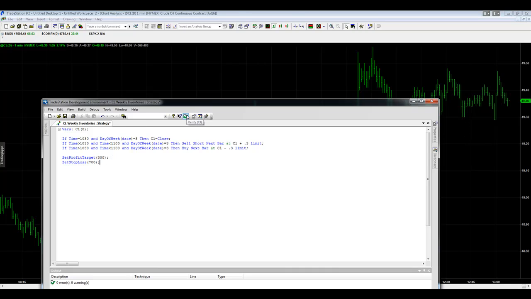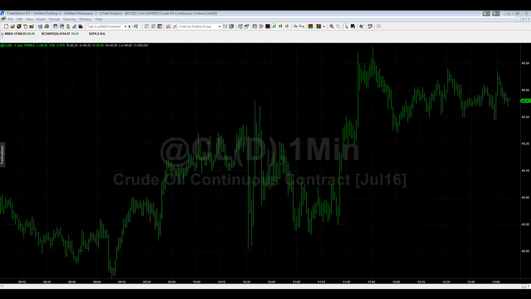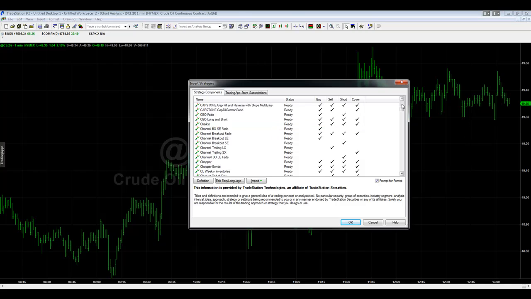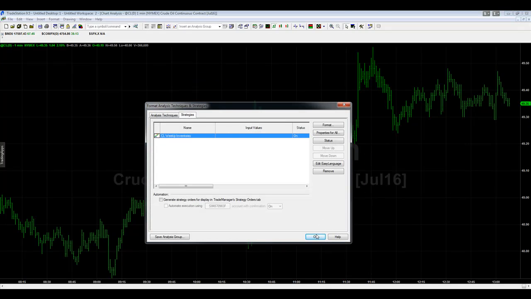And so then we'll verify it by clicking, you can select F3 or click on the green check mark. We'll see if we have any errors. No errors down there at the bottom. So now we're going to insert the strategy into the chart, and it's the CL weekly inventory. So 1 minute chart, no custom sessions, and I have a lot of strategies that I've tested over time. Let me find it. CL weekly inventories. And so we have no inputs yet.